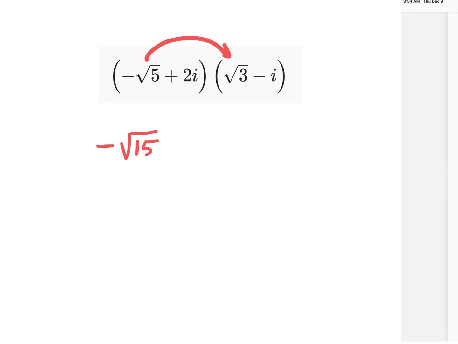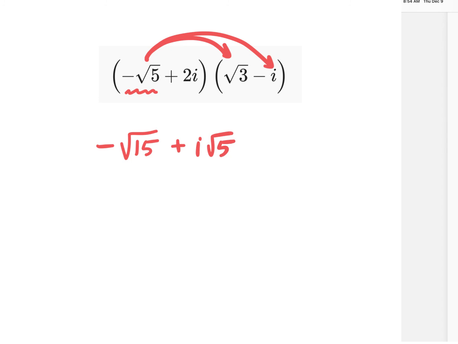But anyway, we still need to distribute the negative square root of 5 to this other term over here, negative i, okay? So a negative times a negative is a positive, so let's put a plus right here. And a square root times a variable, you're just going to put the variable in front and then the square root term second, all right? So if it were a square root of 5 times x, you'd put x square root of 5. Right here, it's square root of 5 times i. It's simply going to be i square root of 5.